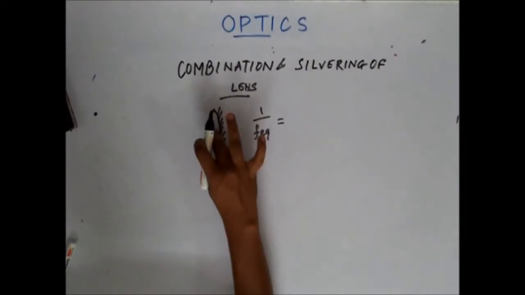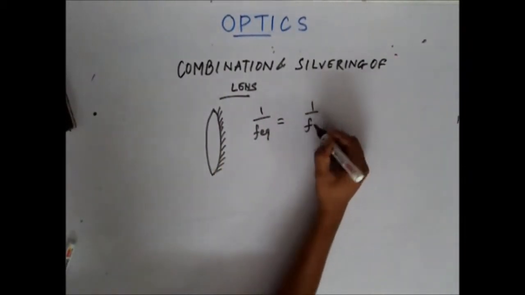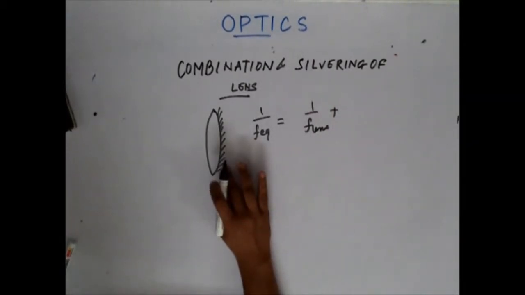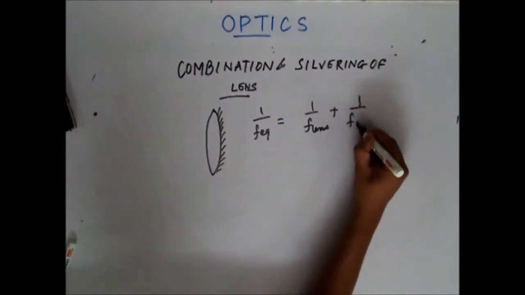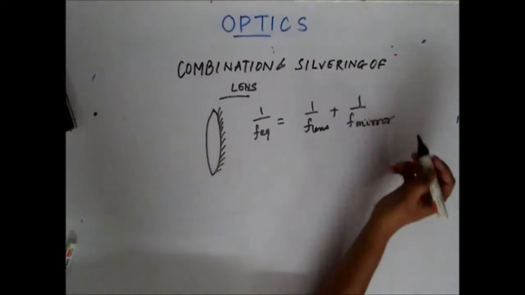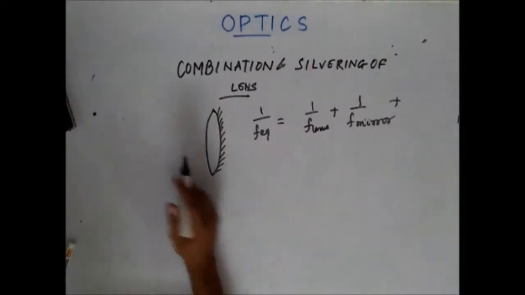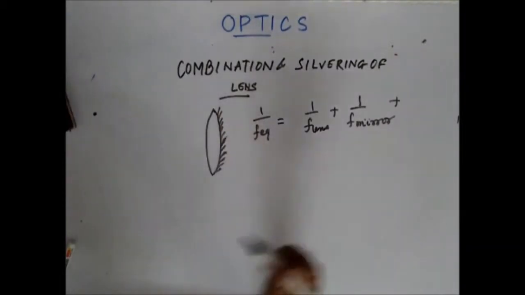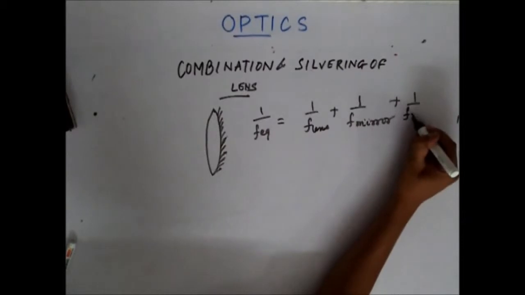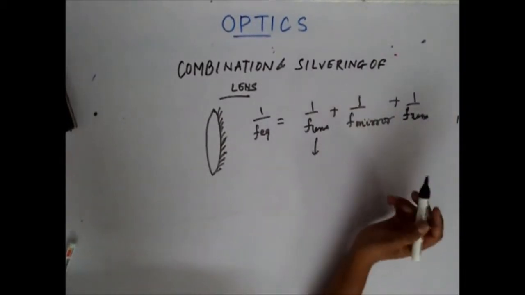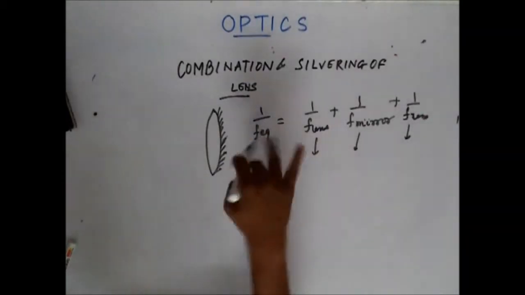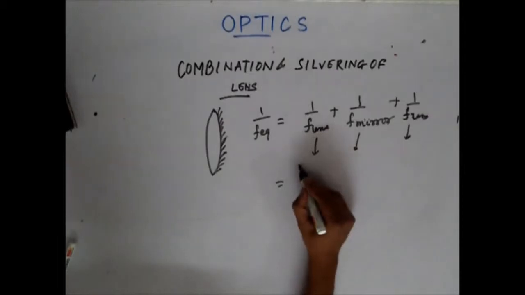first time a refraction occurs here in this lens. So 1 by f lens. Now there is a reflection occurring. So 1 by f mirror, plus again there is a refraction occurring. The second refraction occurs because the rays of light are reflected by the concave mirror. So again we have this term. This is because of the first refraction, this is because of the reflection, and this is because of the refraction again. So the net equivalent focal length is given by summation of these three.